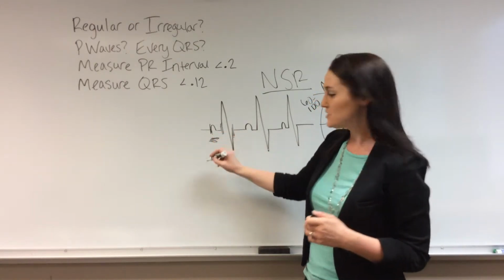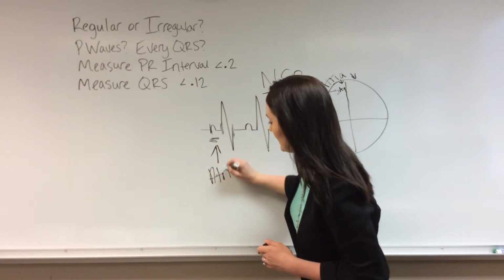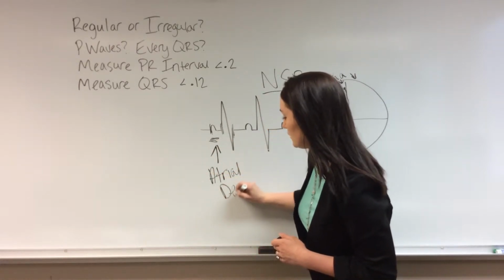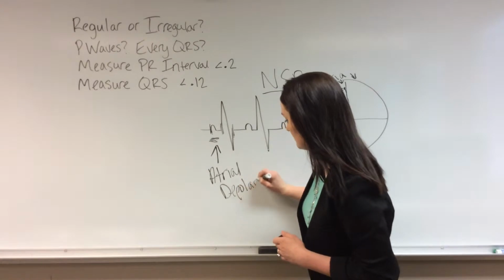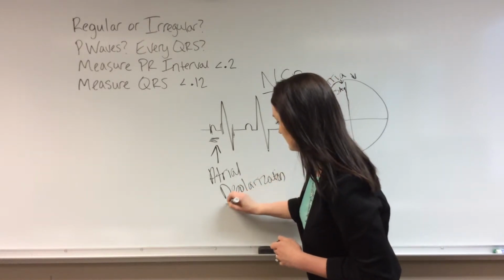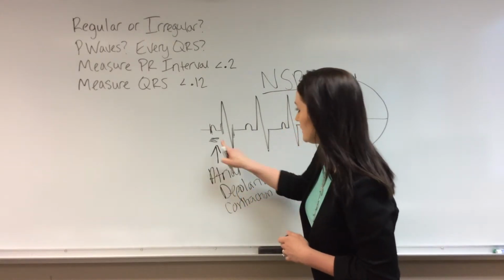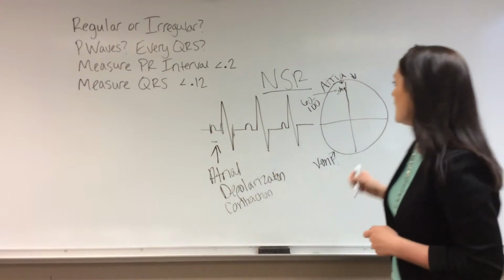That is atrial, so the P wave is atrial depolarization or contraction. Your P wave, right up there.